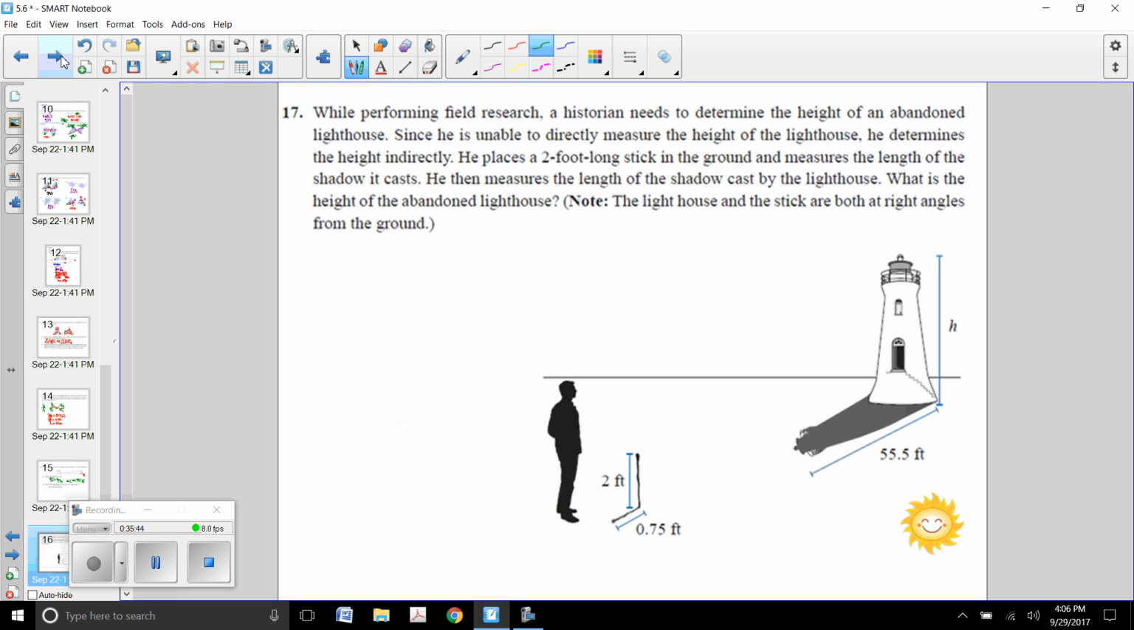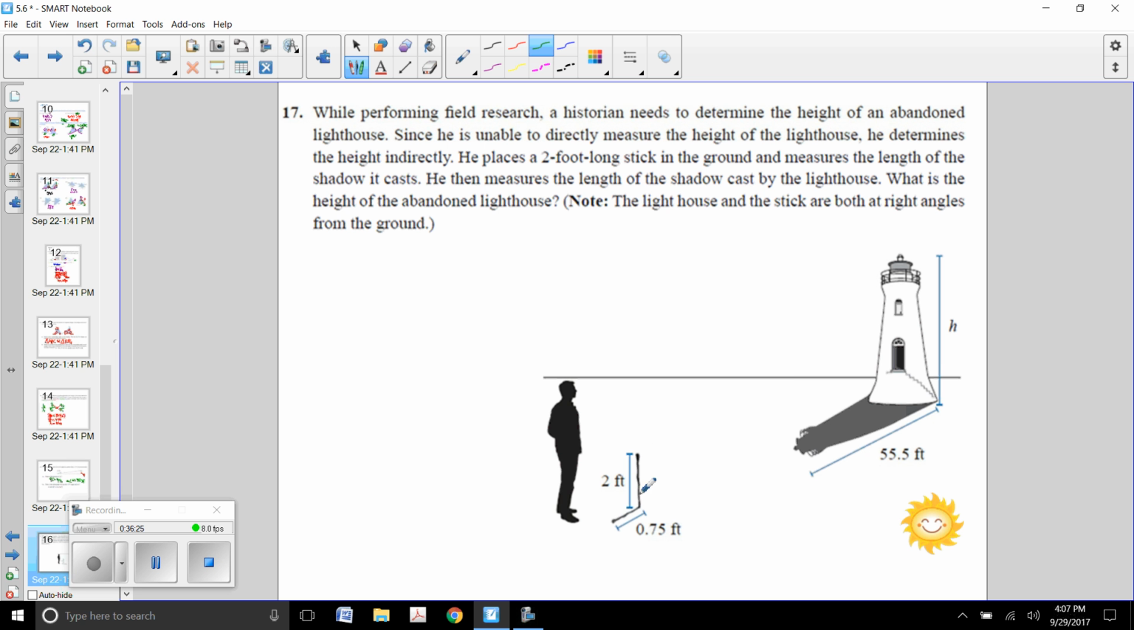And for our last problem, we have a historian needing to determine the height of an abandoned lighthouse. Since he isn't able to directly measure the height, he determines it indirectly. Using a 2-foot-long stick in the ground, he measures the length of the shadow it casts, and then he measures the length of the shadow that's created by the lighthouse, and that will help him determine the approximate height of the lighthouse. And it says, note that the stick and the lighthouse are both at right angles.